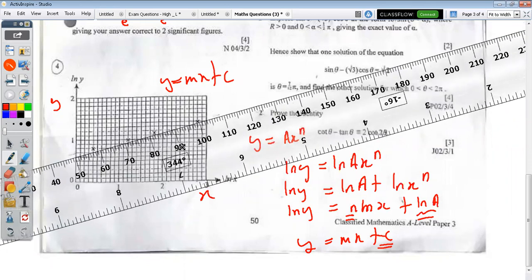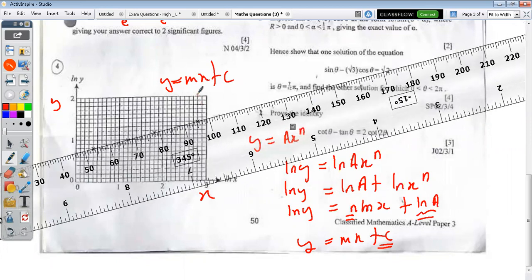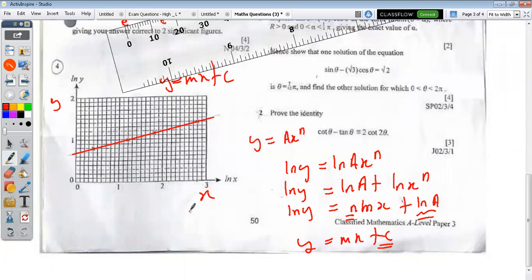So I want to connect all the points like this. So I've connected the points. Then I now know the y-intercept is ln A. So ln A is equal to, what is that point? These are like 20 points. 1, 2, 3, 4, 5, 6, 7. So this is 0.7.